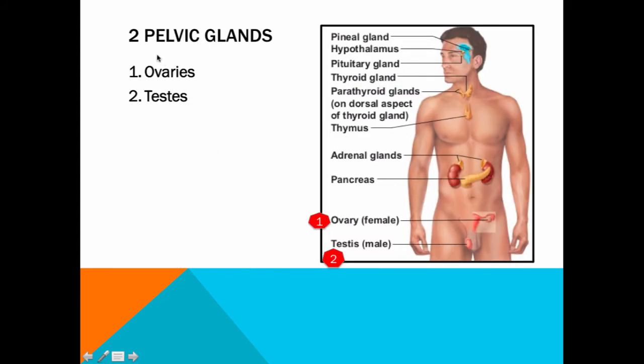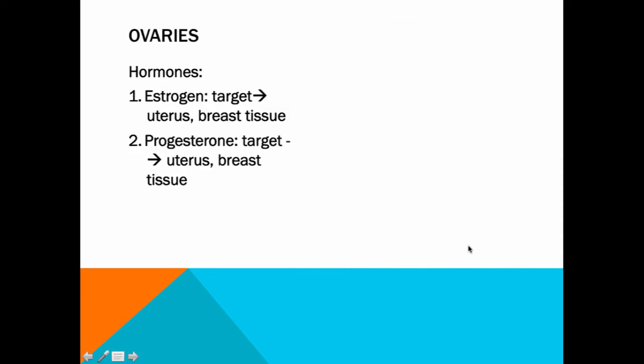Then in the pelvic region, we have the ovaries and testes, depending on if it is a male or female. The ovaries if it is a female, and testes if it is a male. Hormones associated with the ovaries in a female are estrogen and progesterone. Estrogen's target tissue is the uterus and breast tissue, and progesterone's target tissue is also uterus and breast tissue. Remember, without these hormones, our female's menstrual cycle would not be able to function properly.